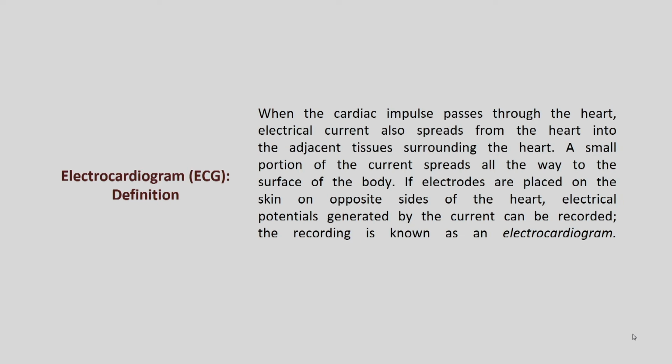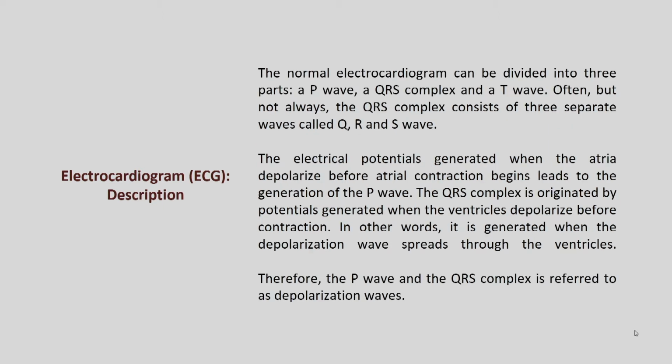So, when any cardiac impulse passes through the heart, electrical current also spreads from the heart into the adjacent tissues, or we can call it the surrounding heart. So, a small portion of the current spreads all the way to the surface of the body. So, if electrodes are placed on the skin on the opposite sides of the heart, the electrical potential generated by the current can be recorded, and this particular recording we will call an electrocardiogram. So, let us understand how this electrocardiogram looks.